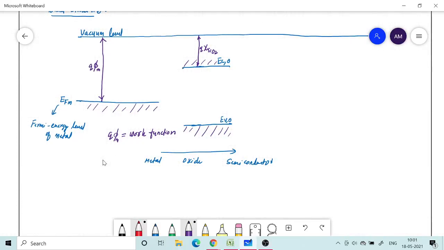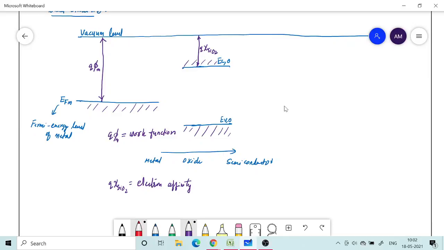Let me write that also here. q chi SiO2. This is called electron affinity. What is electron affinity? It is the energy required to raise the electron which is at the bottom of the conduction band to go into the vacuum level. So that's about the oxide region. We saw metal, we saw oxide. Now we come to the semiconductor.